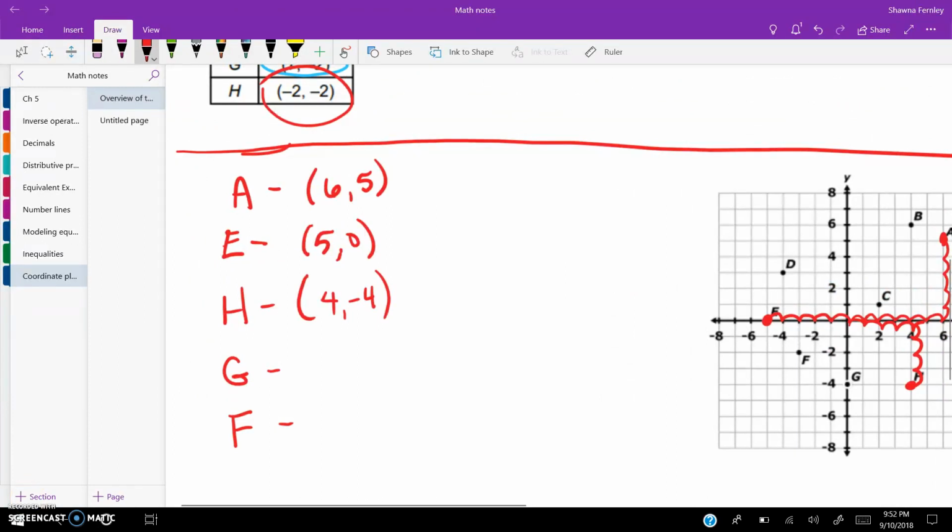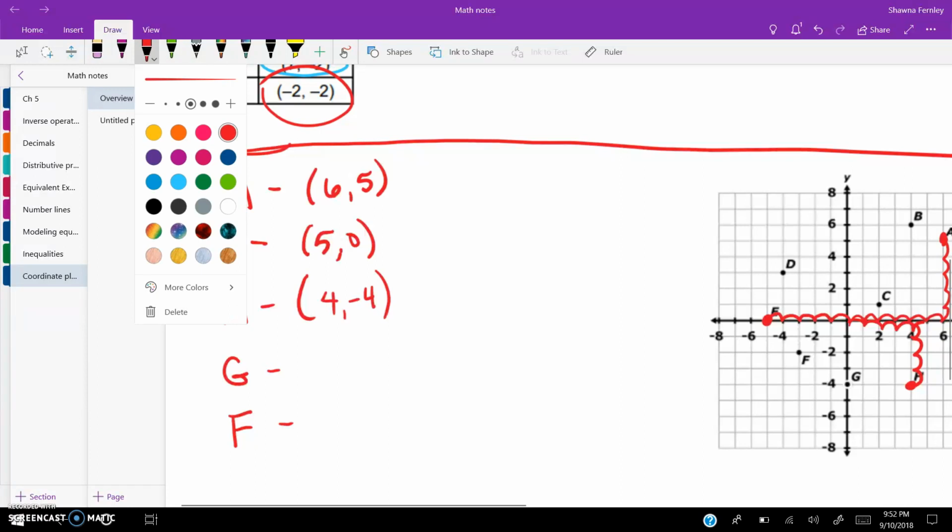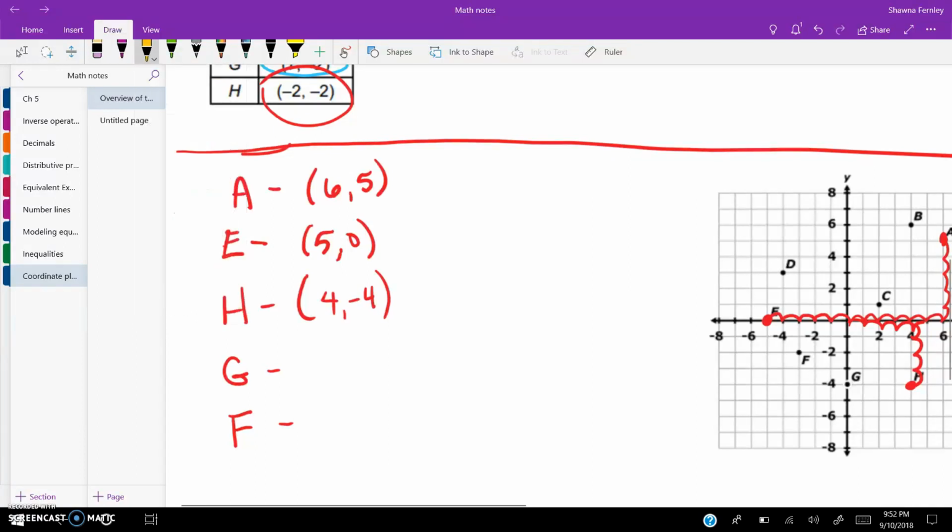Okay, hopefully you paused your video and actually gave it a really good shot. So here is the answers. Okay, so for G, am I going over at all? So I'm right here on the y-axis. So I'm not really going anywhere on my x-axis. So my x actually is 0. And then I'm going to go down 1, 2, 3, 4. So it would be 0 and -4. And then for F, we're going over 1, 2, 3 in the negative direction. And then 1, 2 down in the negative direction.